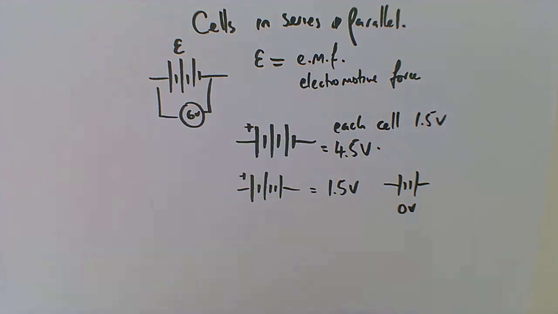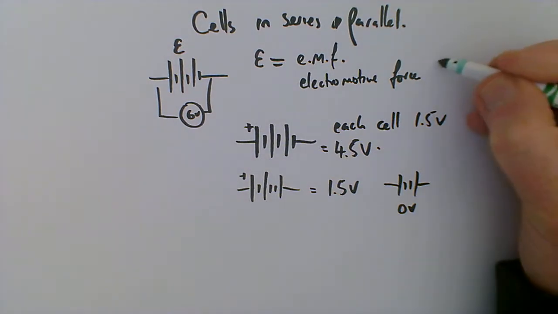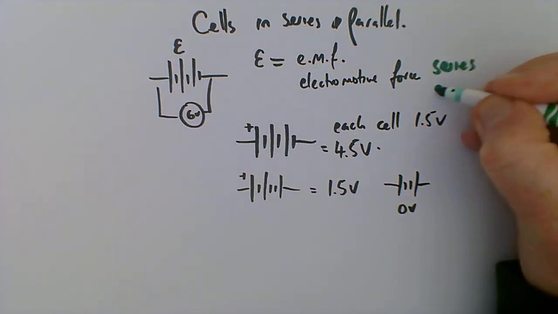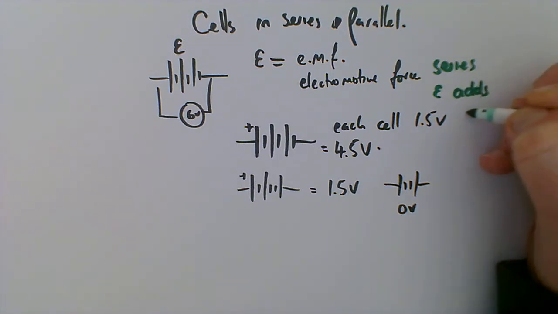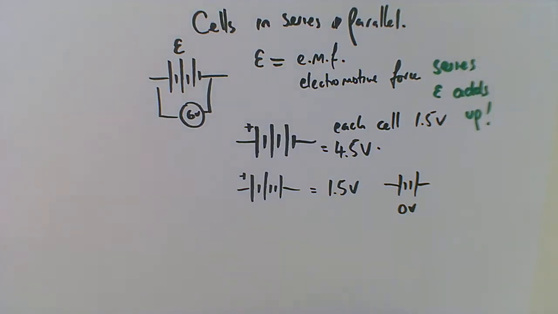So that's cells in series. The EMFs just add up. In series, EMF just adds up. Simple. You should know that from GCSE, to be honest. There's no real big secret there.